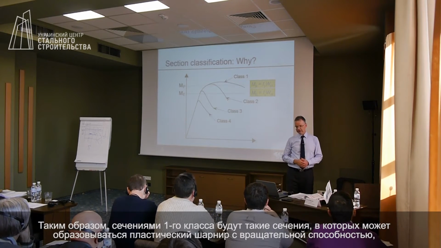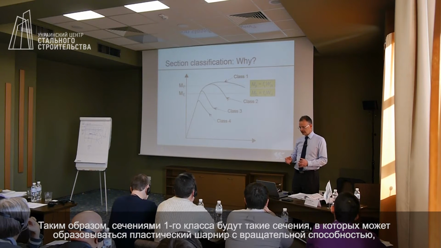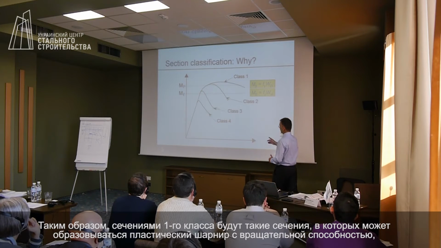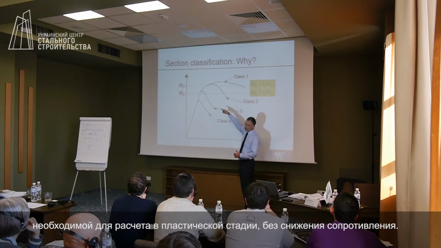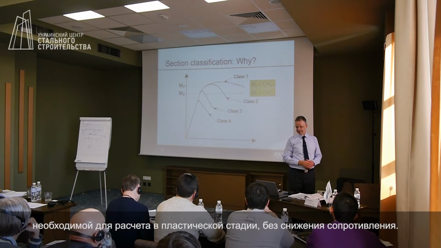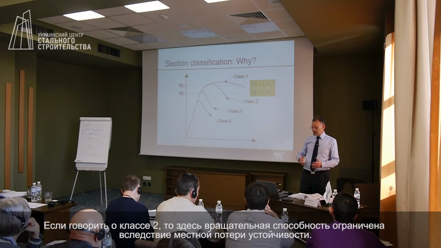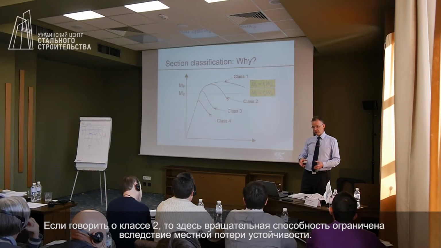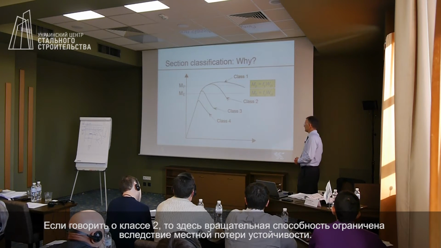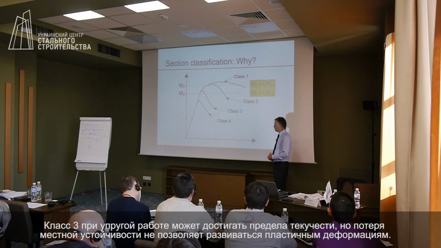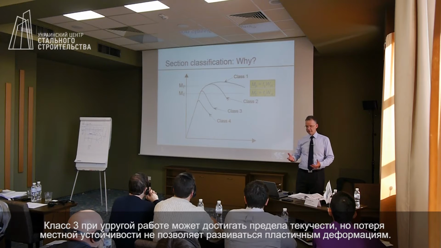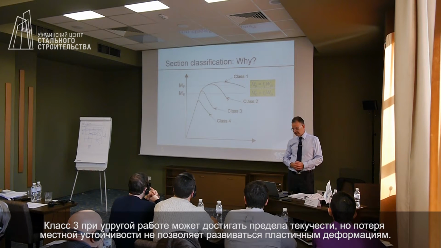So class 1 sections will get at least to the plastic moment of resistance, but the special thing about them is that you can rotate them a long way before the resistance starts to drop. Class 2, you can get to M_p, but you cannot rotate it very far before the resistance starts to drop. Class 3 will get to the elastic moment of resistance, somewhere in between elastic and plastic.